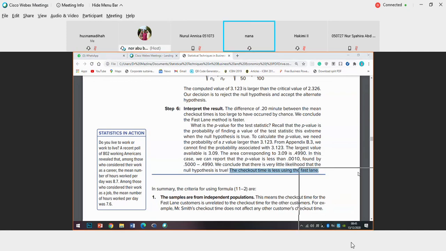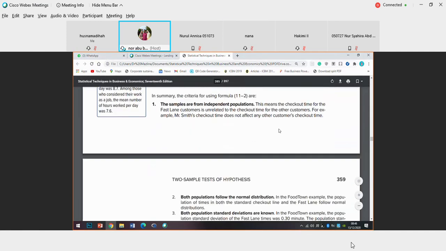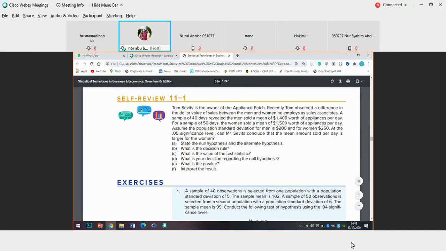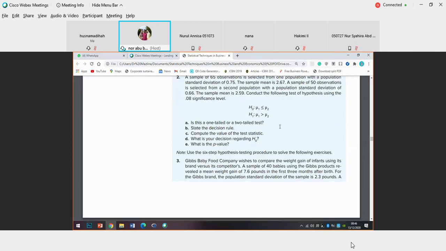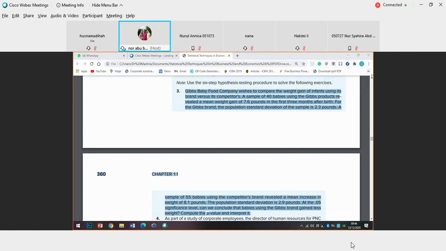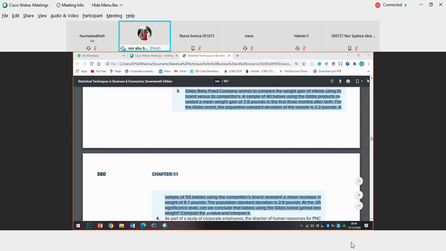Okay, bagus. Okay, now apa yang saya nak buat adalah kalau awak dah tak ada soalan, saya nak suruh awak cuba yang Gibbs baby food ni. Okay, kita tengok sama ada Gibbs ni macam mana, berjaya tak dia untuk bandingkan produk dia dengan produk kompetitor dia. Okay? So kita stop dulu untuk video conference ni dan kita kembali kepada WhatsApp. Okay, thank you very much.